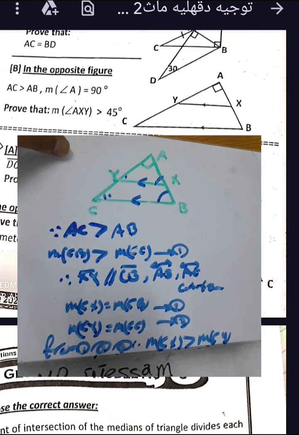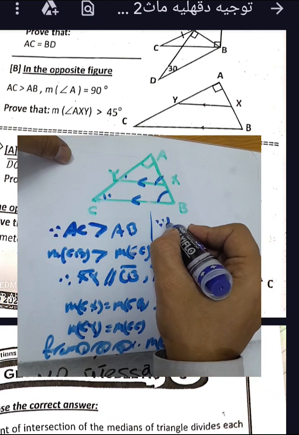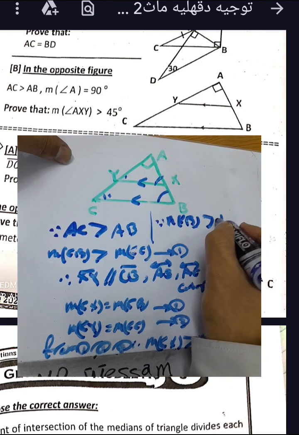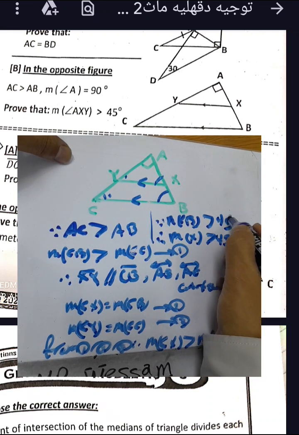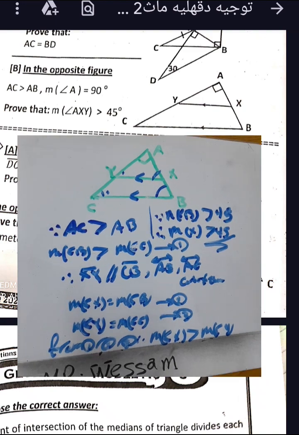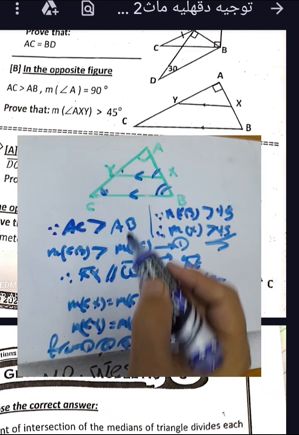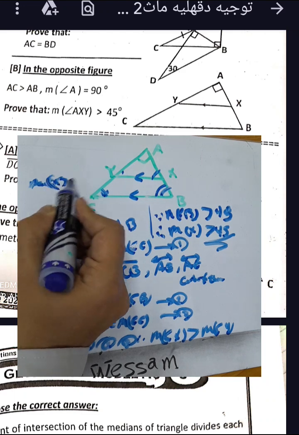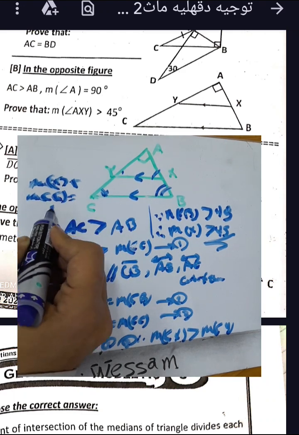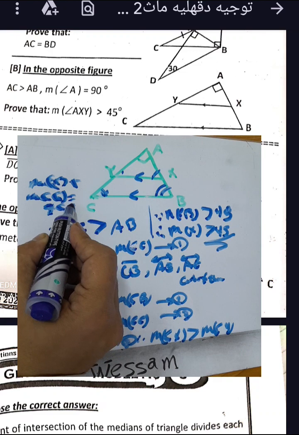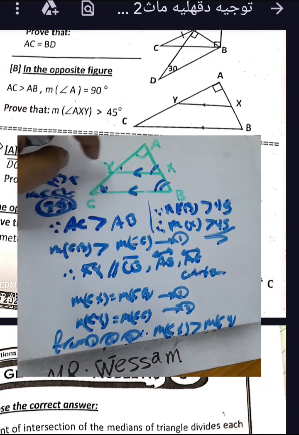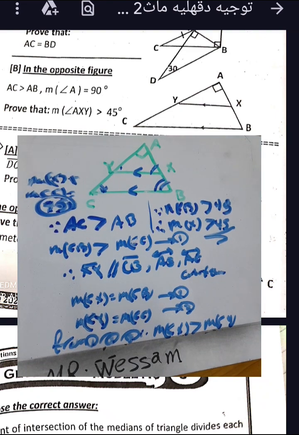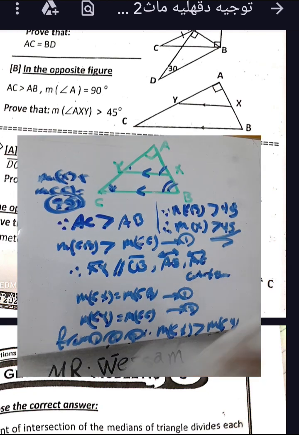Then measure of angle B will be greater than 45. Then measure of angle X will be greater than 45 degrees. Okay, because measure of angle B greater than measure of angle C, and measure of angle B plus measure of angle C equal 90 degrees. Then measure of angle B greater than measure of angle C, it means what? Measure of angle B greater than 45. Next question.